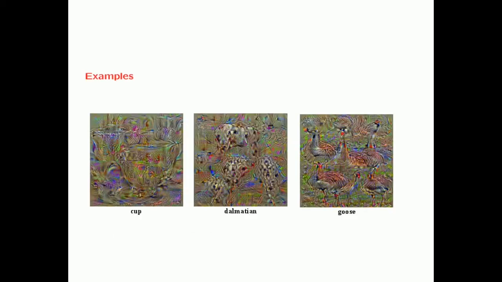And again, we get some very neat visualizations here. For example, for an output corresponding to cup, it gives an image which has many cups inside it. It's not one neat cup, but it's got many types of cups inside. Similarly for Dalmatians, you get an output with many Dalmatians inside. And similarly for goose, you can see that there are multiple geese inside the image.